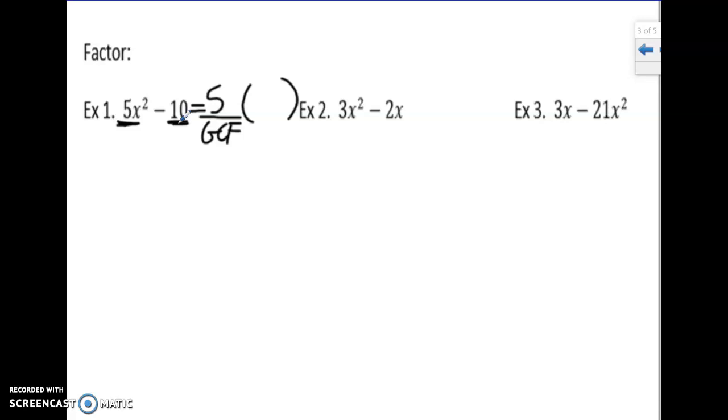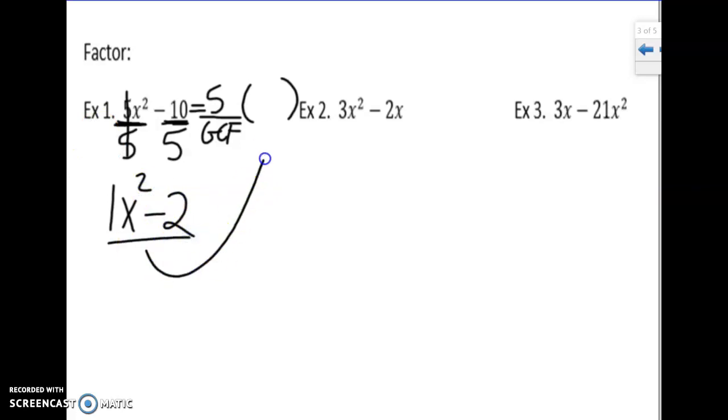So then I go back and I undo multiplication with division. I divide both sides by 5. That's going to give me just 1x squared. That's going to stay. And 10 divided by 5, a negative 2. You take this answer that you got after you divided it and put it in parentheses as x squared minus 2. You're done. Nothing left. It's as easy as that.